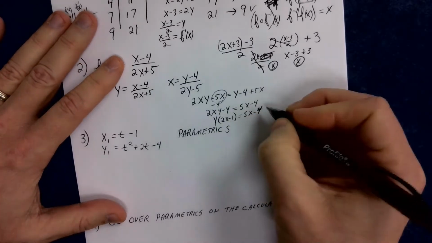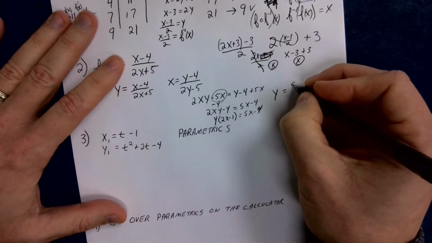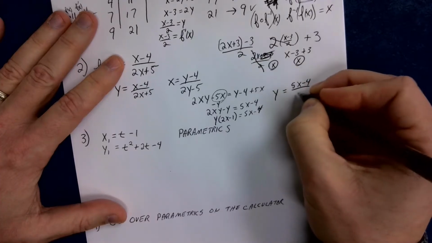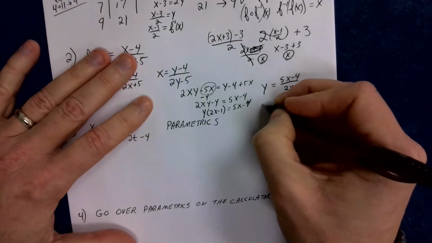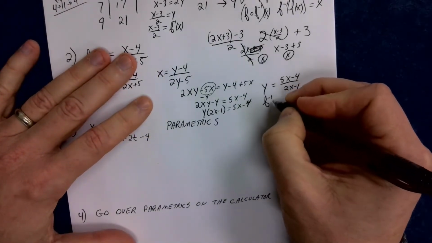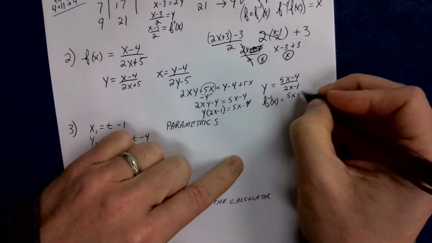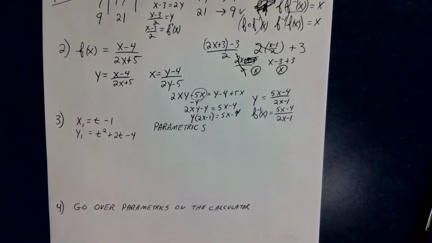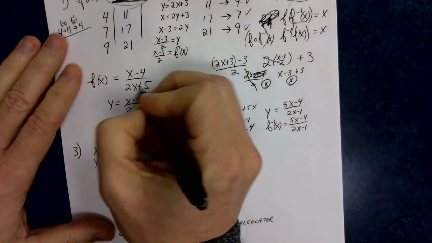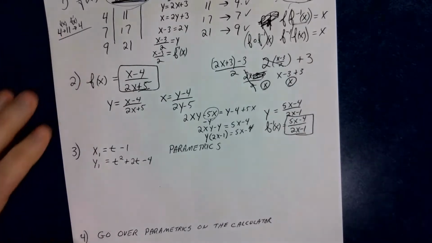Then I'm going to divide by 2x minus 1, and I get y equals (5x minus 4) over (2x minus 1). And then I can rewrite that as f inverse of x equals (5x minus 4) over (2x minus 1). And I'm like, hey, this is supposed to be true. This is supposed to be true that those two are inverses.